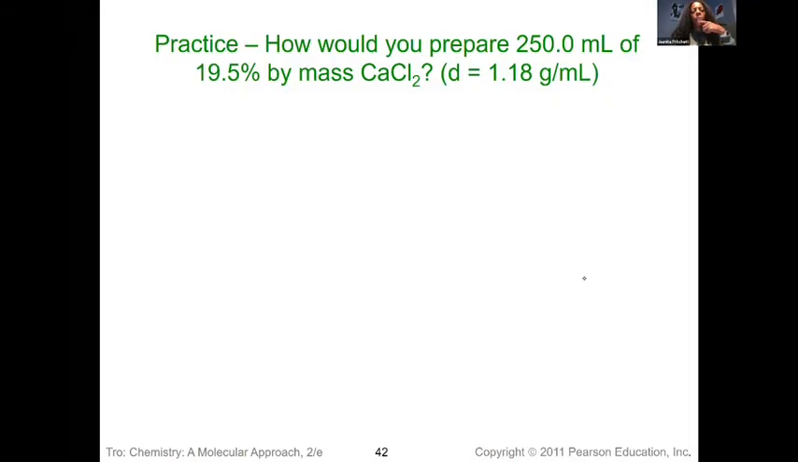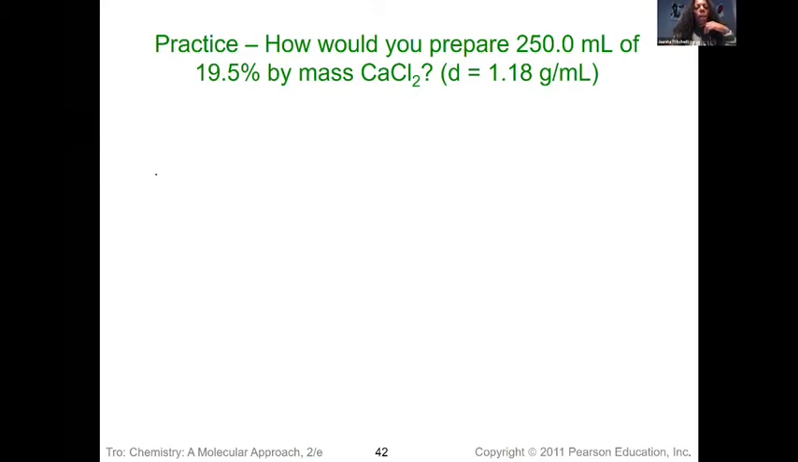All right, so if we look at a problem like this where it says, how would you prepare 250 milliliters of 19.5% by mass calcium chloride? And it tells us that the density is 1.18 grams. Now, what this doesn't say very explicitly is, hey, you need to figure out how much solute is there. But that's ultimately what we need. If I want to make 250 milliliters of a solution, I need to know how much solute I need to weigh out, okay?